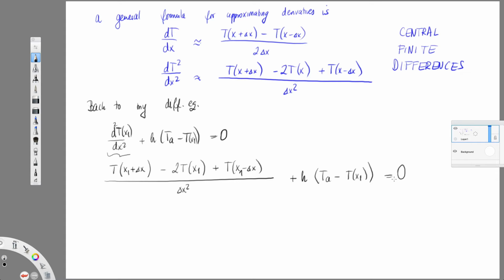Is x1 plus delta x? In terms of my locations, how did I name that? It's x2. And T of x2 is what I call T2. So essentially, this is the same as T2 minus 2. This is T1. And x1 minus delta x is x0, right? So that is T0. Because this is x0 and this is x2.